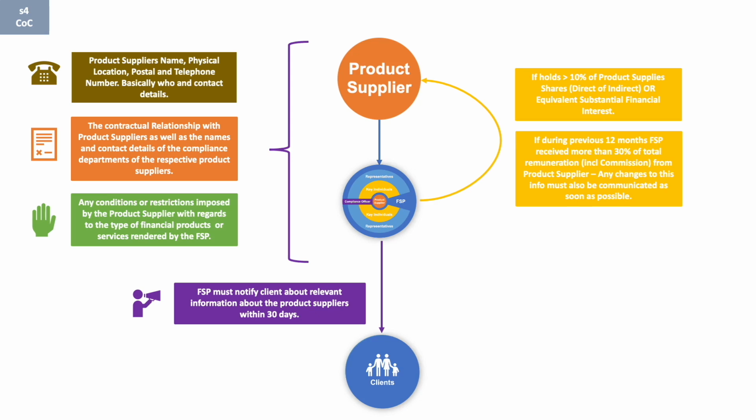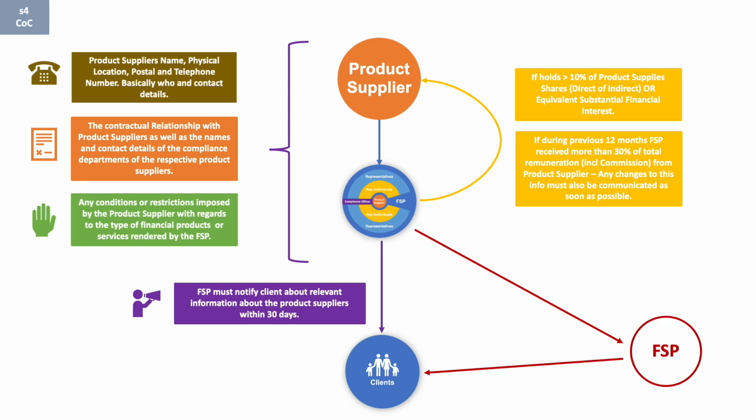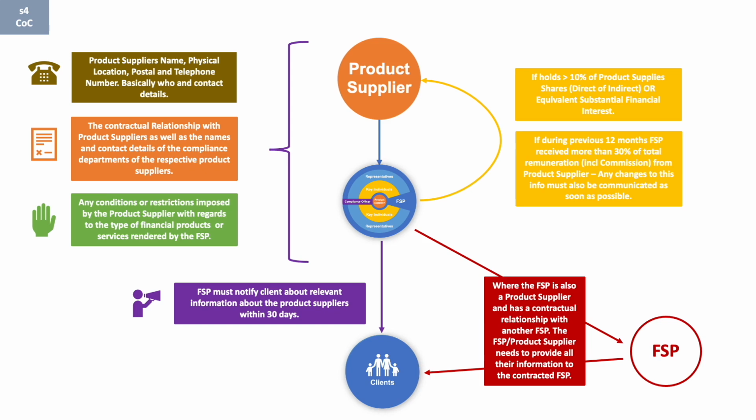Here is where things can get a bit complicated. Let's roleplay this. Now say we are an FSP as well as a product supplier, and as a product supplier, we also have other FSPs selling our products through some sort of contractual relationship and/or agreement. Then it only stands to reason that we as the product supplier would need to provide all the information we have talked about to this contracted FSP so they can communicate it to their client.